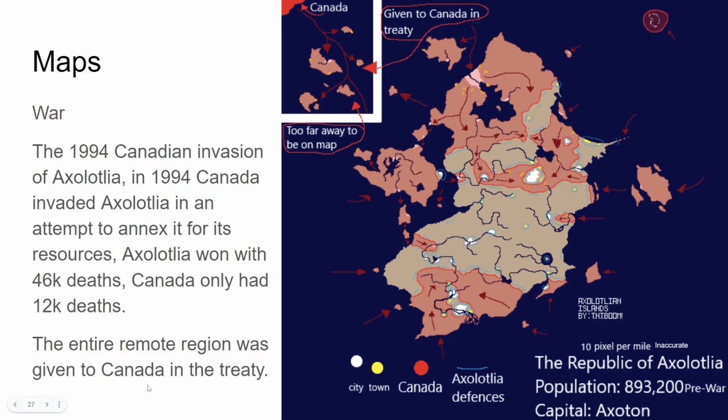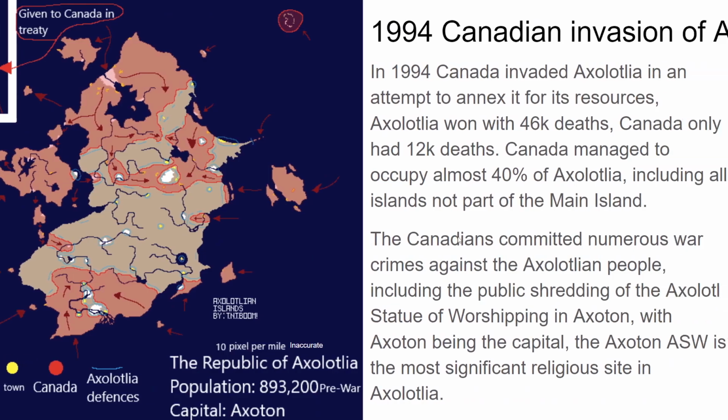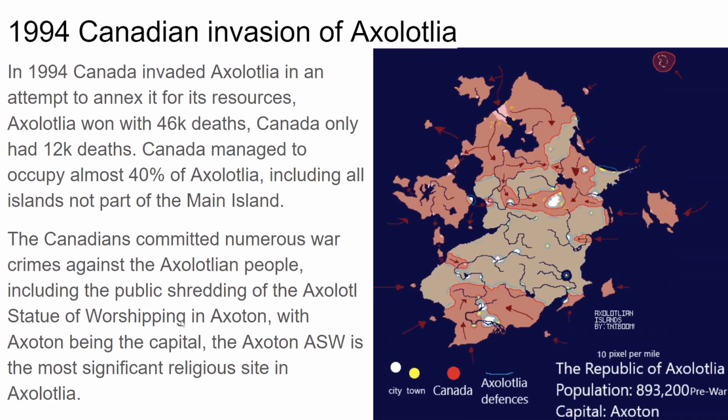The entire remote region. Also, this was confusing because it looked like this was given to them. It was just a big plot hole and hassle that I just didn't want to deal with. So here's the new and refined version. It has a lot more info that I just made up on the spot.